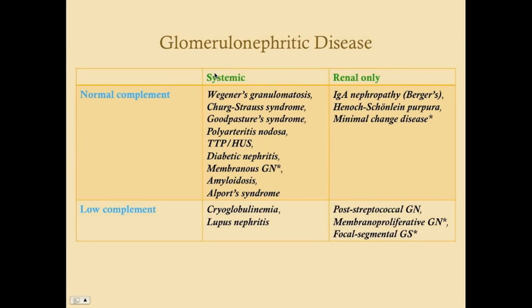And then after you distinguish whether it's systemic or renal only, it's usually good in any renal workup to have a complement level. Do they have a normal complement level or a low complement level? The complement we generally check for is C3. So I've divided it up into systemic with normal complement, systemic with low complement, renal only with normal complement, and renal only with low complement. First we're going to talk about the systemic diseases with normal complement, and as you can see, this is the largest category.